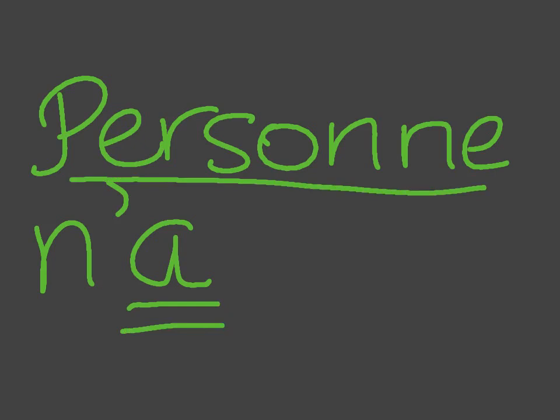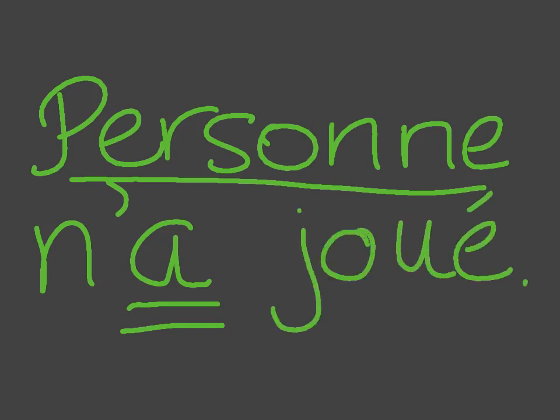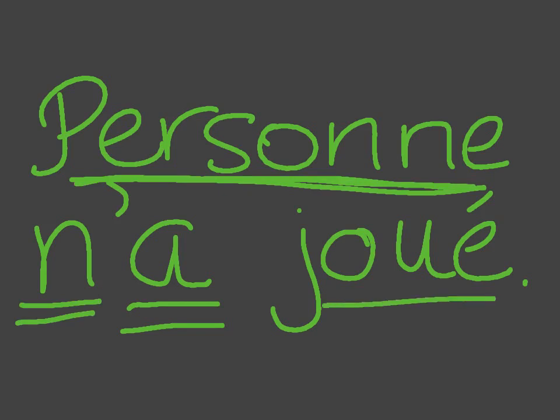Correct. Form of avoir. Okay, in this case, personne is singular, so we're going to use the singular form of avoir, okay, instead of the plural. Okay, and then we want to say nobody played. Okay, so personne n'a joué. Nobody played. Okay, I hope this helps to clarify how to use ne personne or personne as a subject.